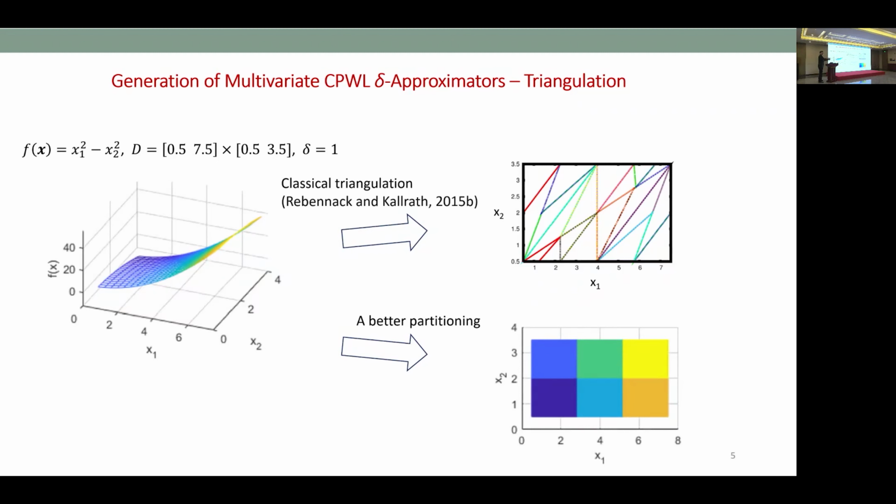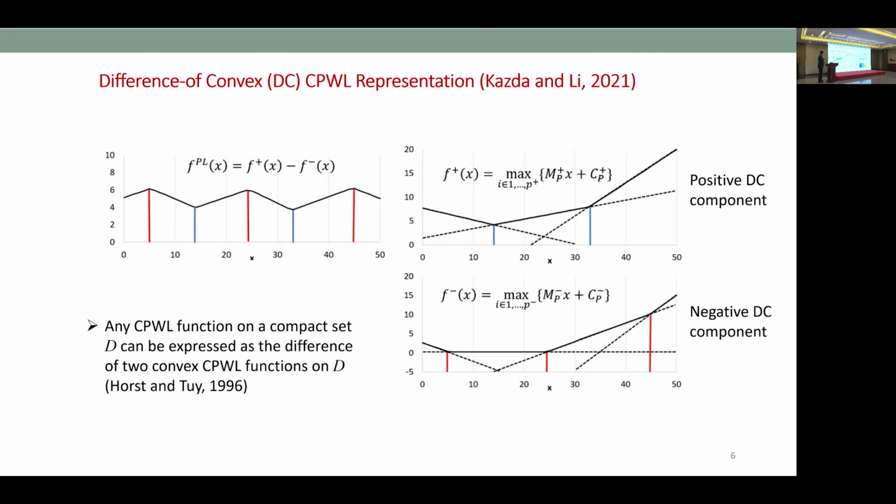So now we need a generic approach to decide the best ideal shapes of the pieces of each subregion for a CPWL function. So then we came up with this very different idea. We are not trying to predefine the shape of each piece. We are trying to represent a piecewise linear function as the difference of two convex piecewise linear functions.